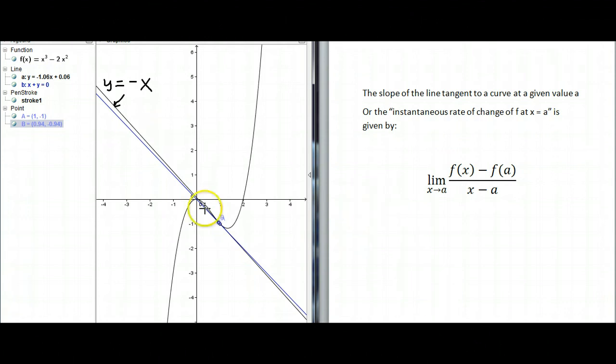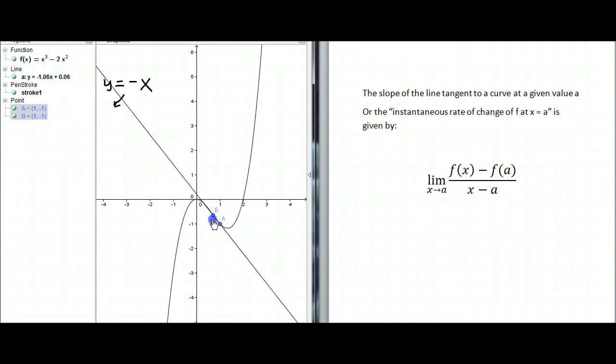Okay, now you've got to think, the way it works is, this software gave me this line, but if that line wasn't there, this is a way for us to get the slope of that tangent line using the limit definition of the secant lines.